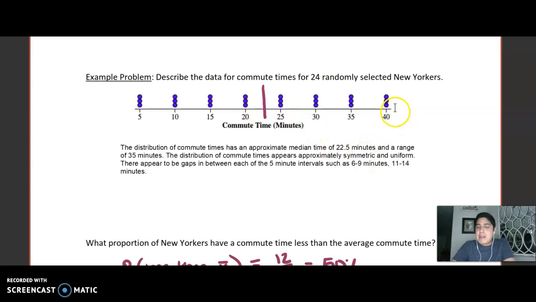The range would be the max of 40 minus the min of 5. So that's 35 minutes. The distribution of commute times appears approximately symmetric and uniform. And there appear to be gaps in between each of the 5-minute intervals, right? So a gap in between 6 and 9, 11 and 14, etc. So I have my context, my center, my unusual features, my spread, and my shape.